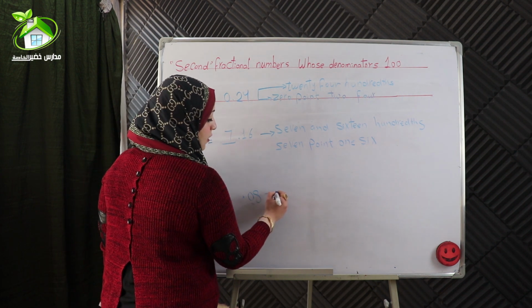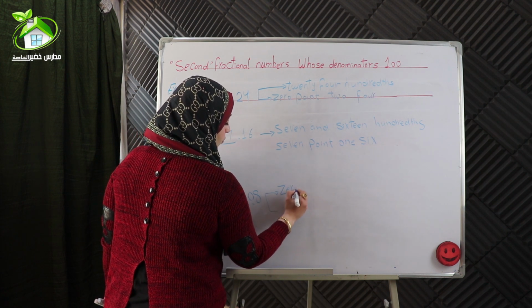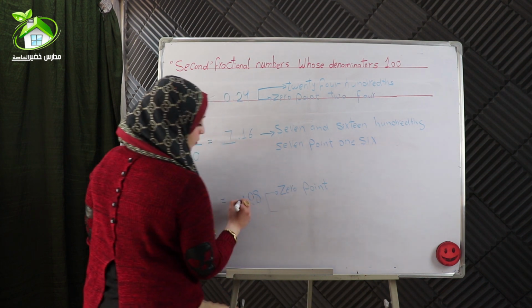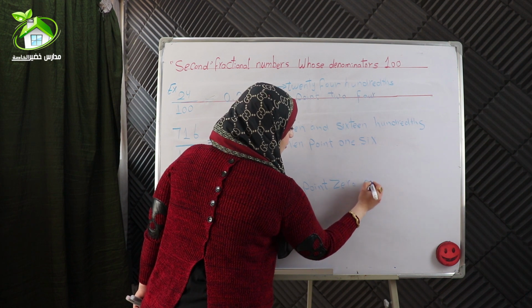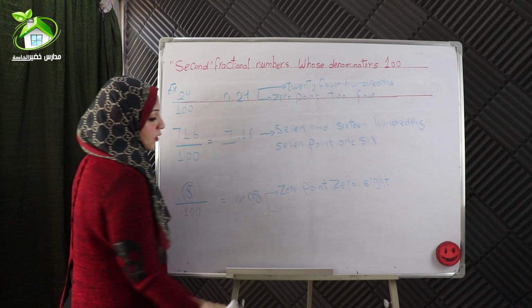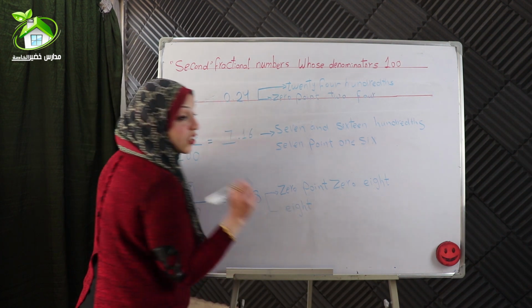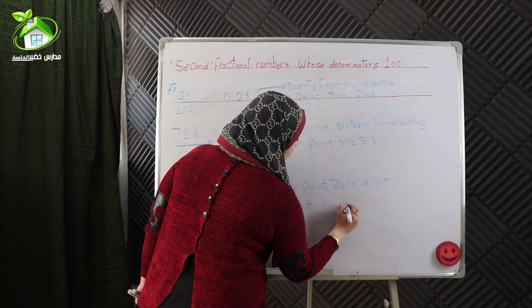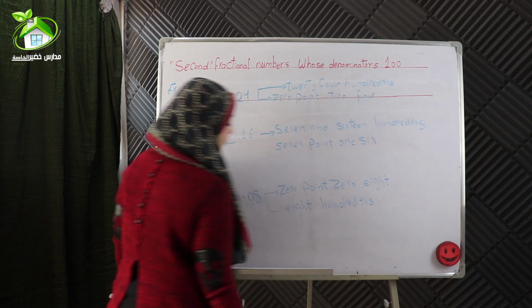How can I read this number? The first one, 0.08. The second one, 8 hundredths. Don't forget th, hundredths, and put s.